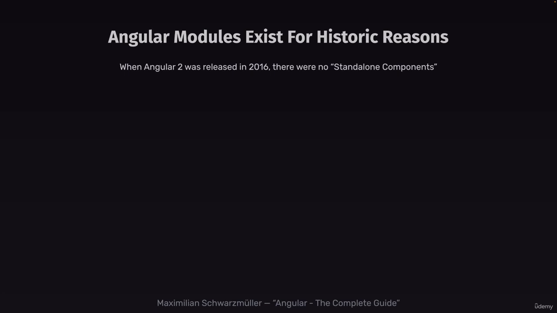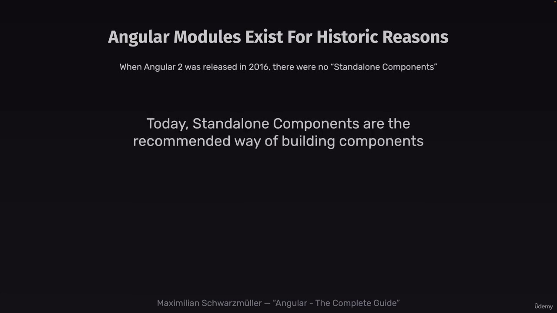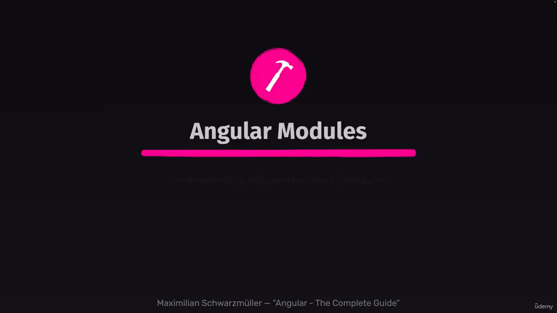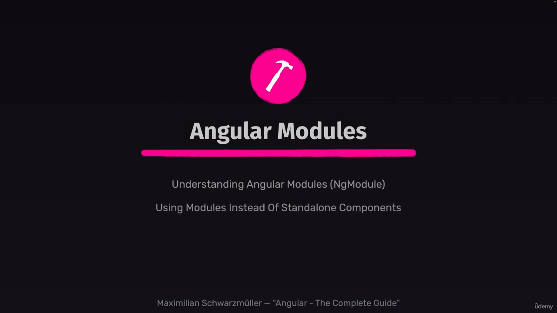And this feature exists mostly for historic reasons, because in the past, and also when Angular 2 was released in 2016, Angular modules were the only way of building Angular apps or of combining Angular components. And therefore, a lot of projects still use this approach. And therefore, in this section, you will learn what exactly Angular modules are and how you can create and use them, and how you can use them to combine components instead of using standalone components.